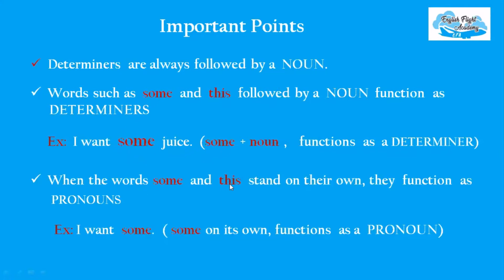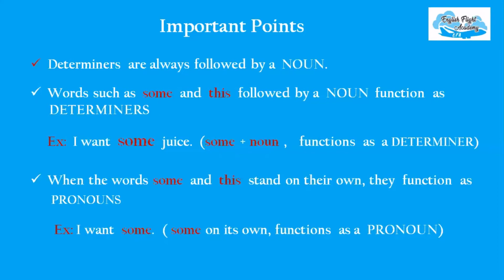Now, when the words some and this stand on their own, they function as pronouns. Very simple to understand. I want some. You're just showing and saying, I want some. Maybe the juice is on the table and you're just describing and saying, I want some. So some is standing on its own here. Thus, it functions as a pronoun. I hope you understood the difference between a determiner and a pronoun.